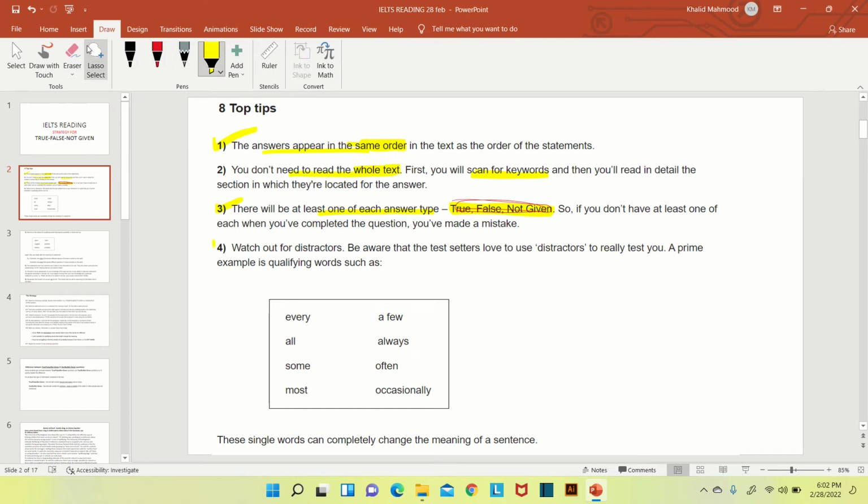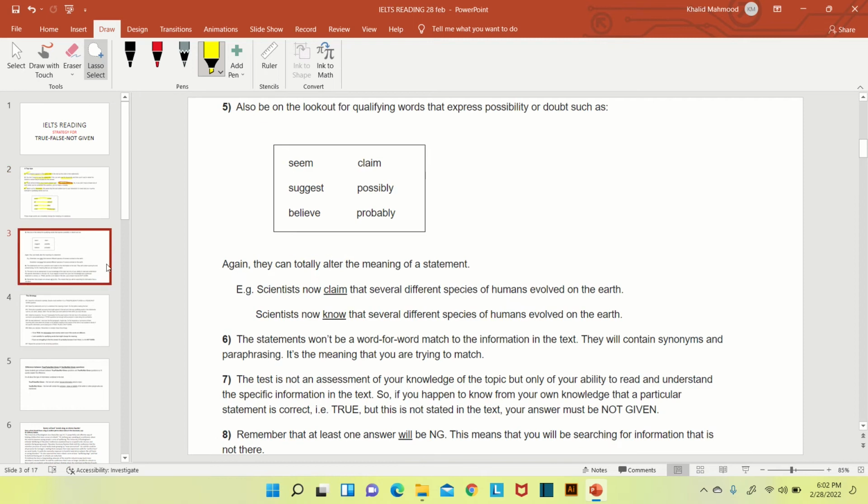The fourth one: don't confuse yourself with a few silly words. Every can also be told as few, all can also be told as always, some, often, most, occasionally. These have the same meaning, so don't confuse yourself with all this. There are also a few things to look out for. If you have any doubt, try to share it.